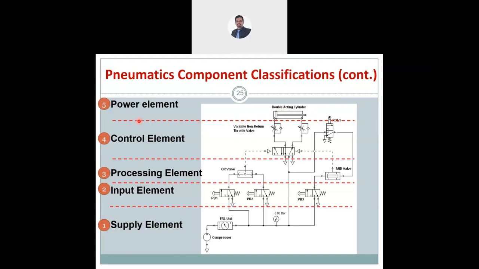You can look at FluidSIM. It arranges according to these elements: supply, input, processing. Maybe the names are slightly different, but they will be put in that particular class. So when you click supply element, all the supply elements, like the compressor symbol and the FRL symbol, will be there. Some will be general, like the pressure gauge, it depends. As for how to create this circuit, we will see next week how to do it.